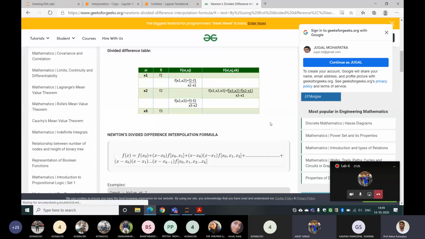Why 2 rows? Total x1, x2, x3. Yes, sir, there are x1, x2, x3. So the first column would be the first divided difference, and the second column would be the second divided difference, and the entries where there will be no value can be 0. Okay.